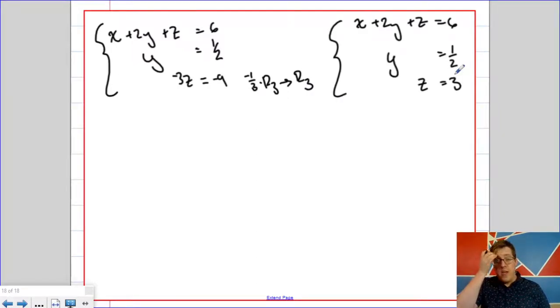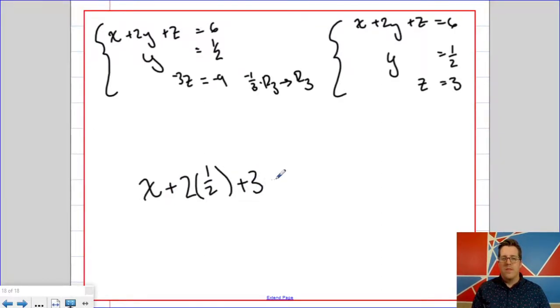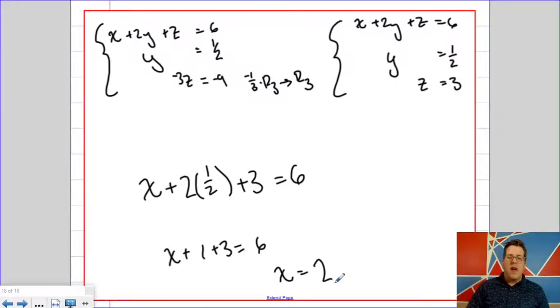So now I know that y equals 1/2, z equals 3, and I can either do back substitution, which would look like this, or I could subtract row 2 twice from row 1 and subtract row 1 or row 3 from row 1. I'm going to take the back substitution route, and that gives me x equals 2. So my solution is 2, 1/2, 3.